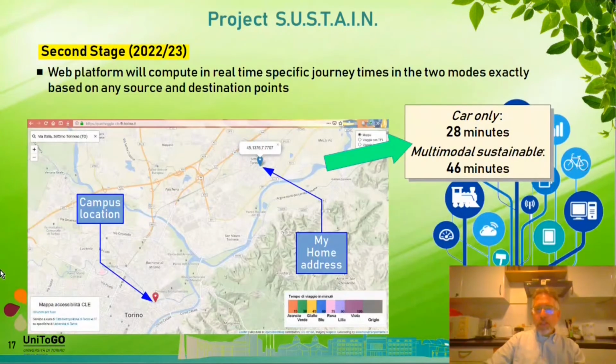In the second stage of the project, which is being developed right now and that will be ready by 2023, things will get much better because the distance will be considered precisely for each individual requiring a permit. So the timing for the journey by car and for the multimodal sustainable journey will be produced by the routing engine in a precise way.